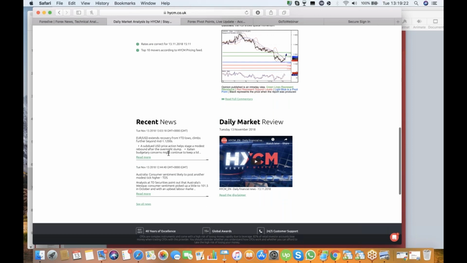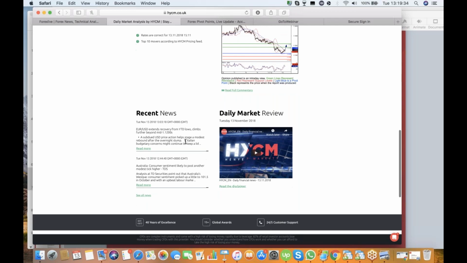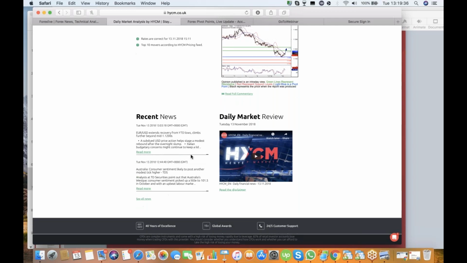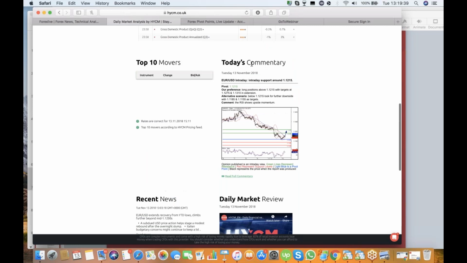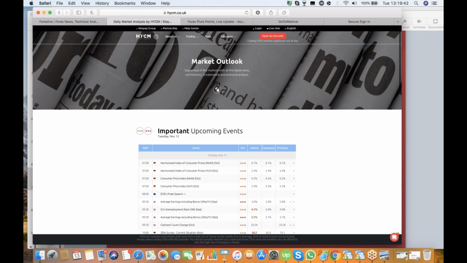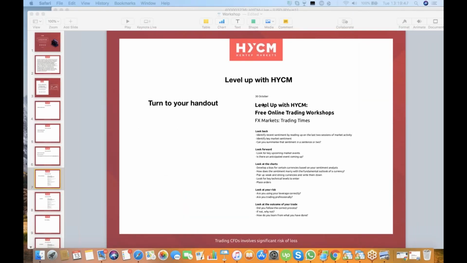You see here: a subdued US price action helps stage a modest rebound after the overnight slump. Italian budgetary concerns might continue to keep a lid on the pair. Okay, so you can see there's some reference to that. And if you go to today's commentary, you can read the full commentary there. So that's a starting place for you to look, and you will find what you find easiest. There are lots of different analysts' reviews out there who provide a summary of what's happened in the last couple of market sessions. Okay, so that's the first thing you do when you come to the market.